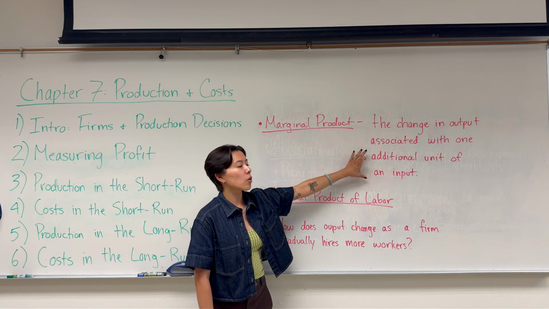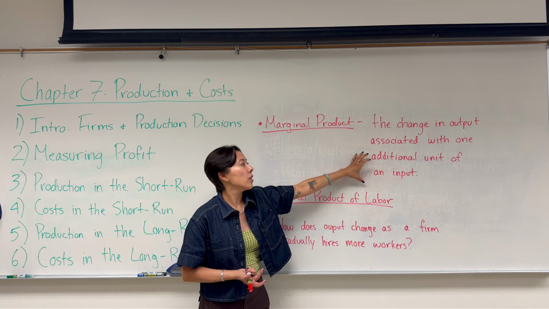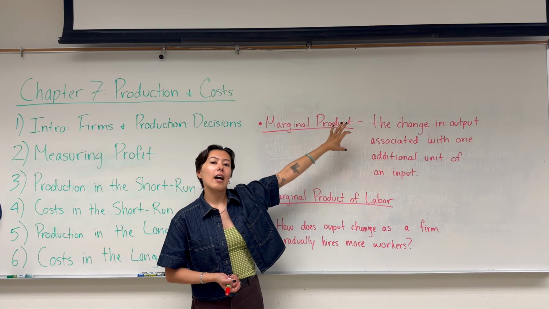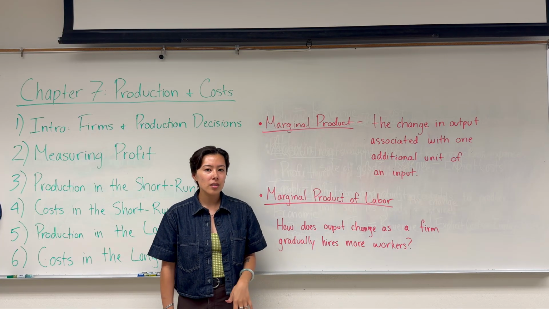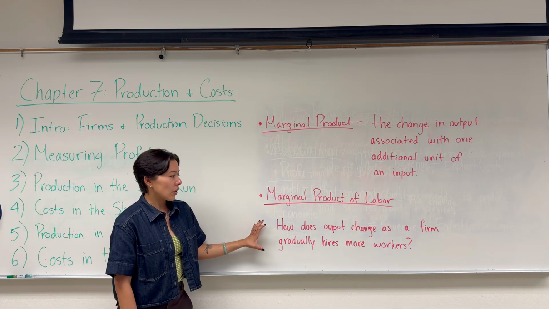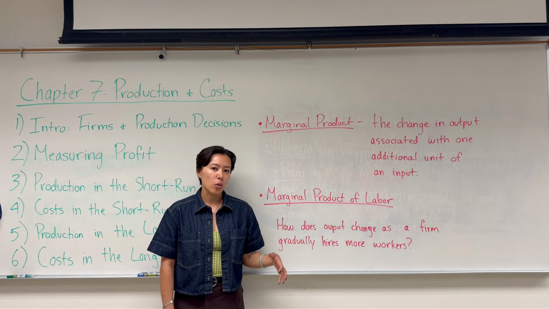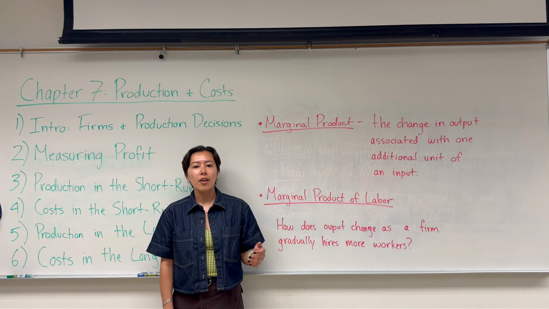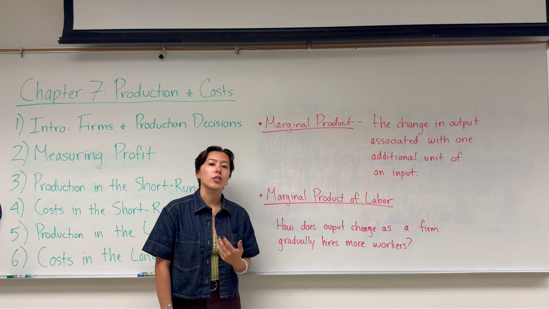If I hire one more worker, if I get that one additional unit of labor as an input, how is that going to change my output? So how many more burgers am I going to be able to produce if I hire one more worker? And so that's the question we want to answer. As I gradually hire more and more workers for my burger restaurant, how is my output going to change?